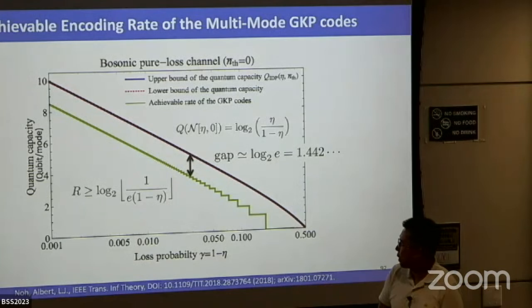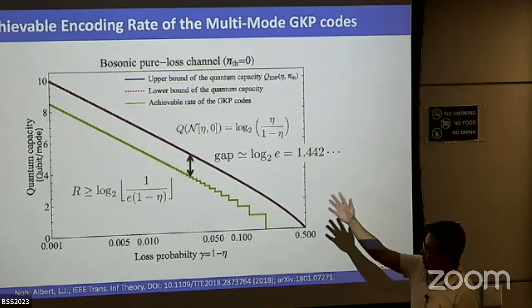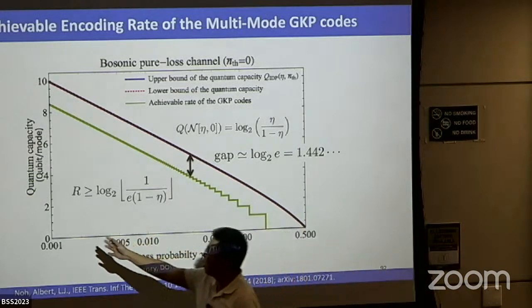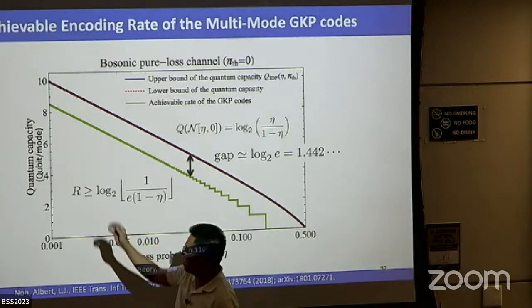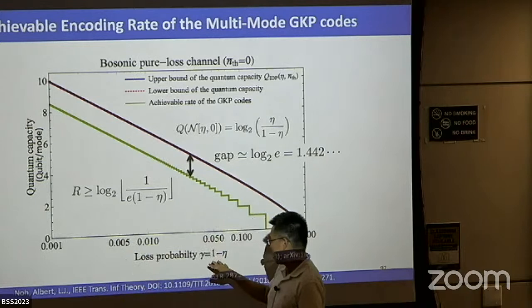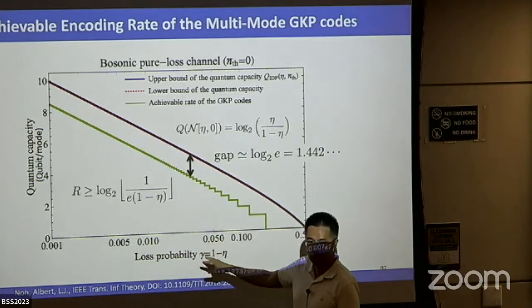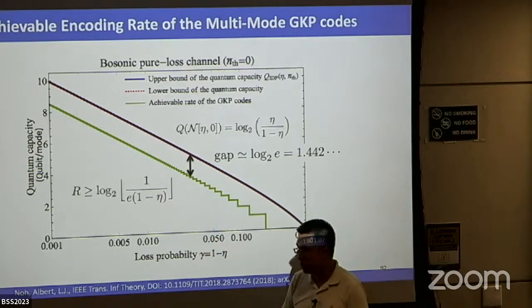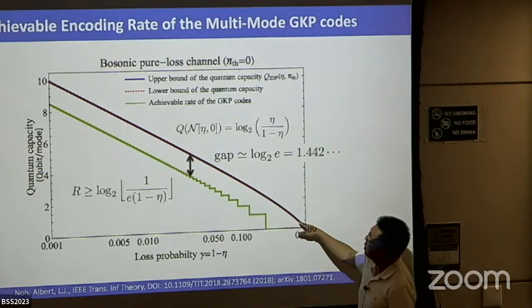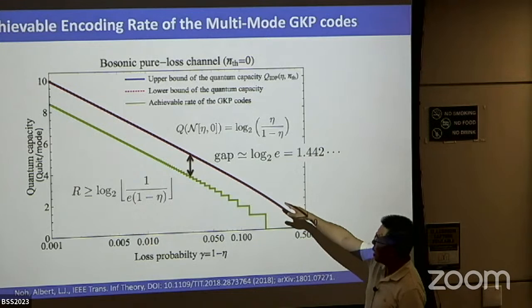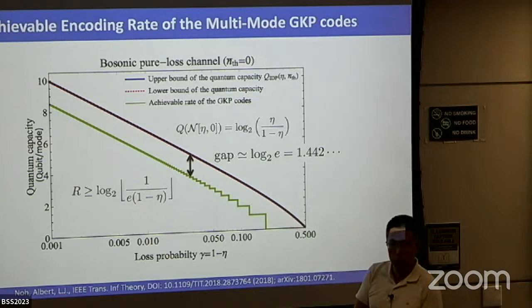Here is a plot of the channel capacity, which is the maximum amount of information you can encode, in terms of the number of qubits per mode. The horizontal axis is the loss probability, which is the probability that every photon will be lost during transmission through this lossy channel. The red and the blue curves overlap, because for this particular channel we know exactly what the channel capacity is.